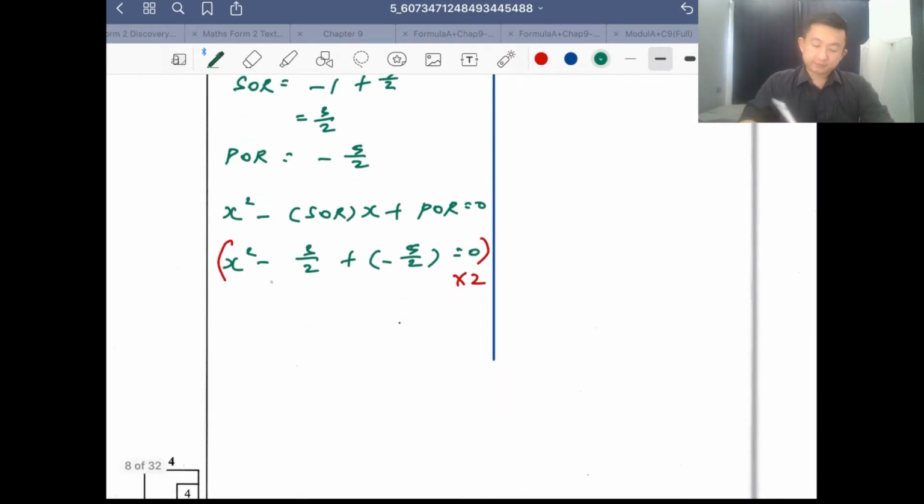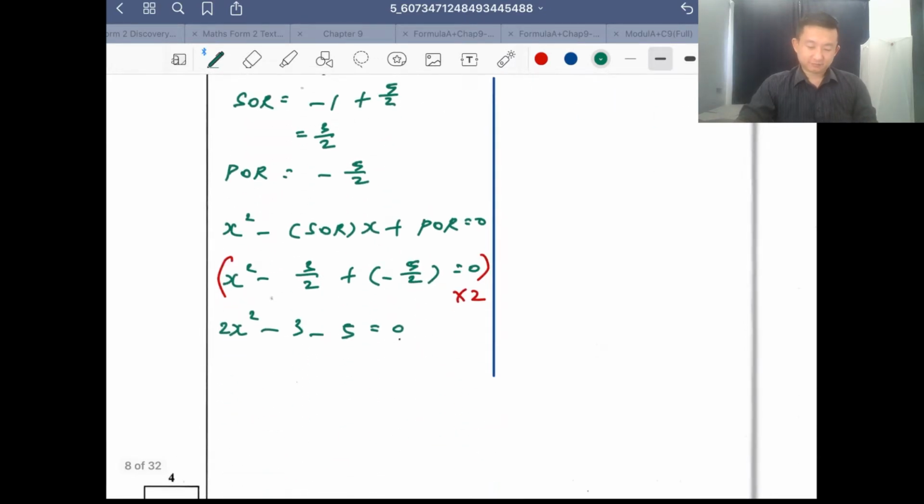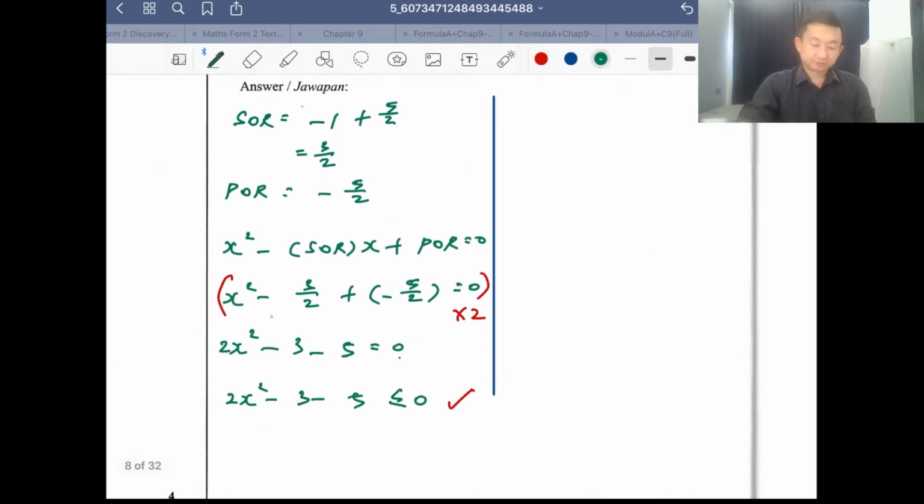Make it nicer. This is your quadratic equation. Make it a quadratic inequality. So we know that this quadratic function is less than or equal to 0. This is your final answer.